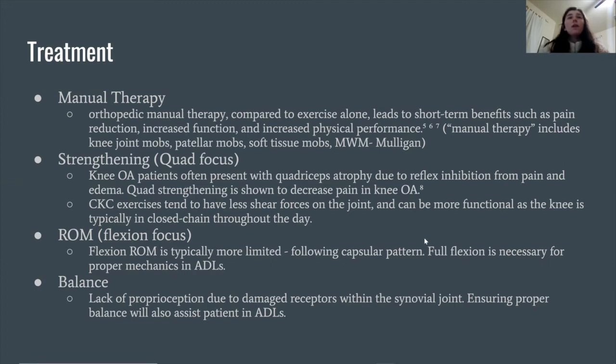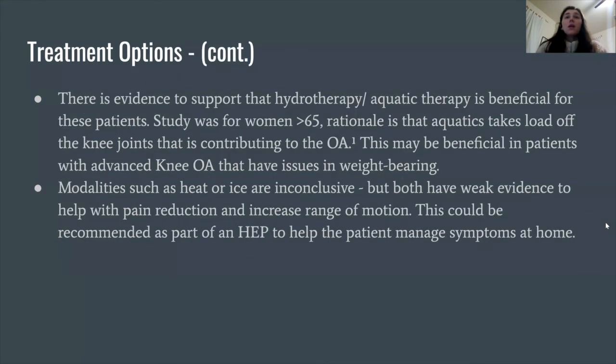And continuing on that, we have some other options that might not be in the typical outpatient orthopedic setting, like aquatic therapy, which we just learned about.